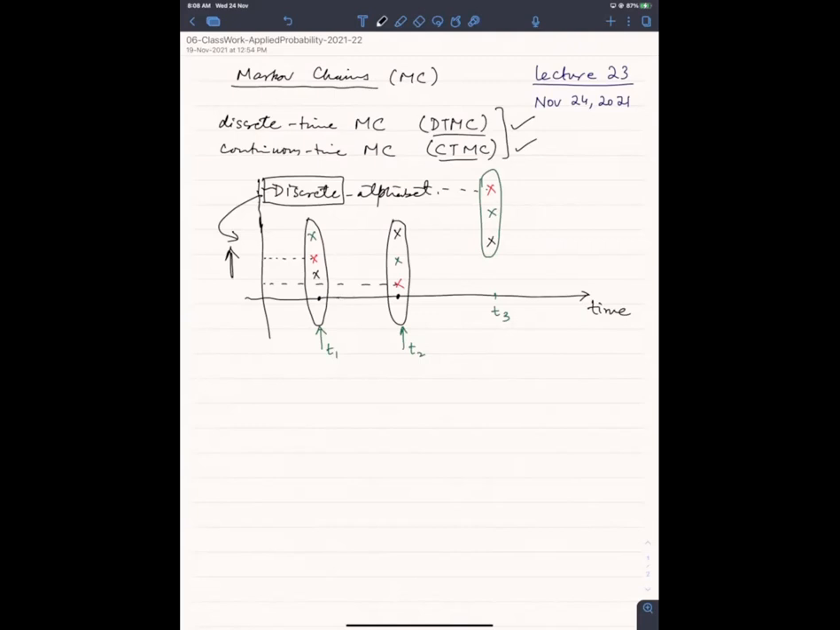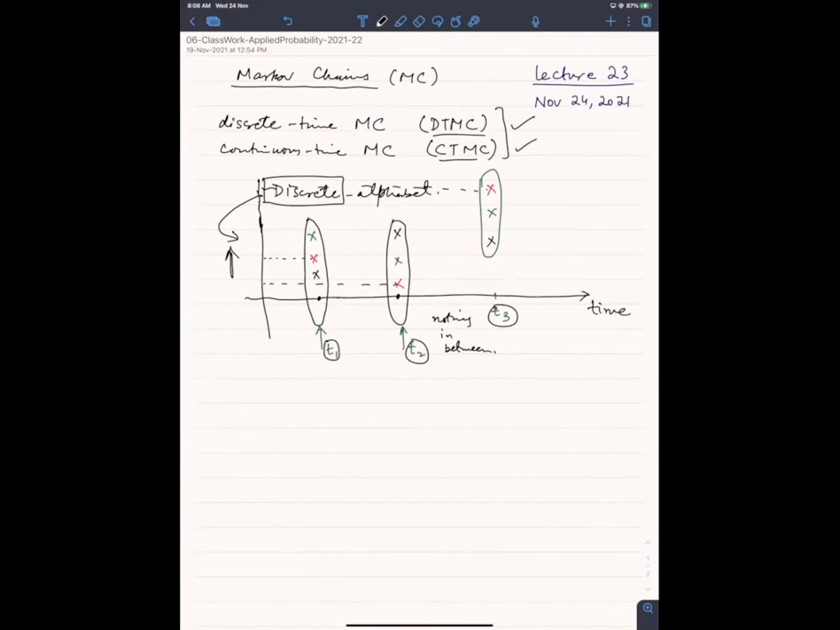I am going to only look at these random variables at t is equal to t1, t is equal to t2, t is equal to t3. Nothing in between. Okay, so ये आपके पास discrete time random process ऐसे ही होता था.